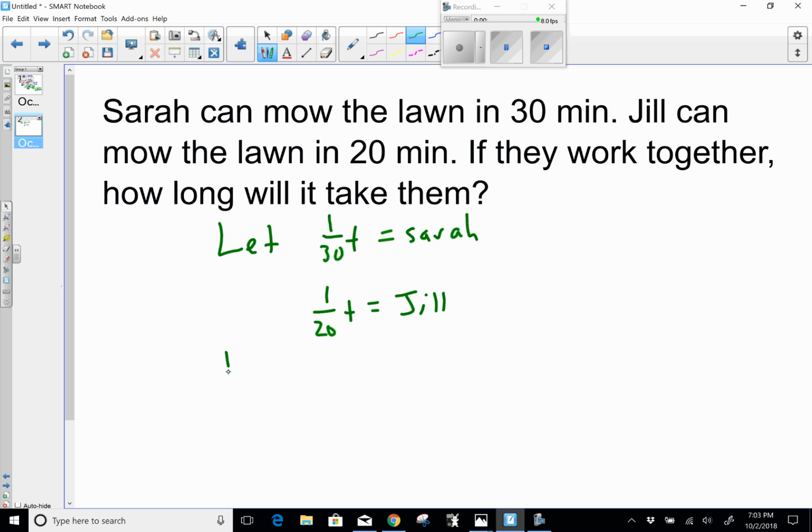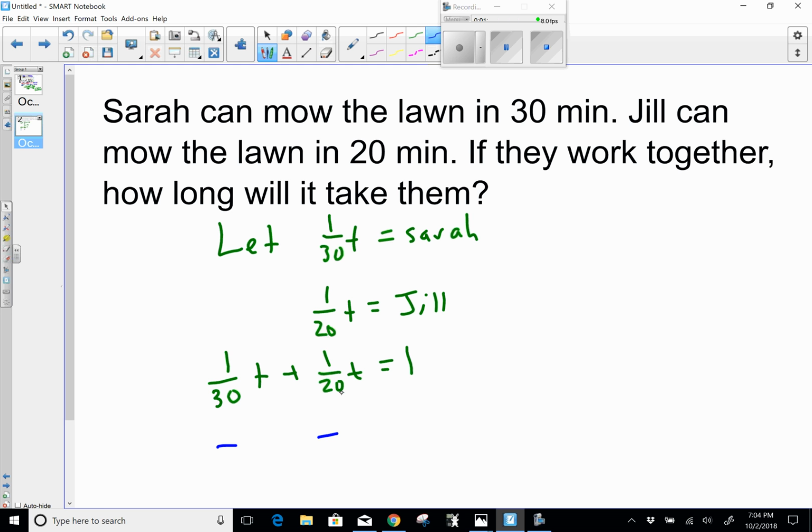So together, right, the 1/30th T plus the 1/20th T, together they're going to mow one whole yard. So we want to see how much this is. From middle school, we remember that we look for the least common denominator, right?